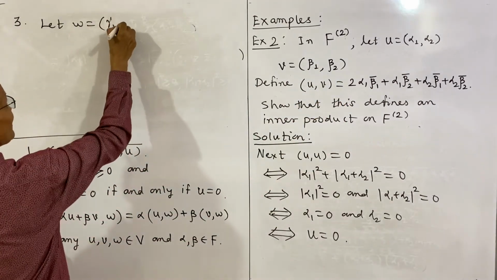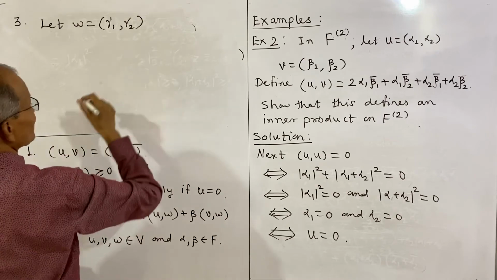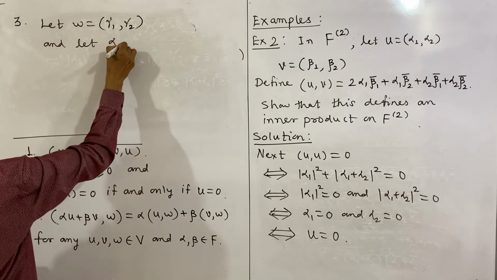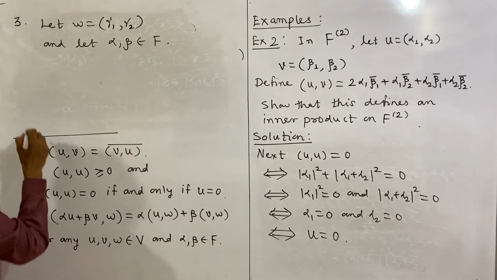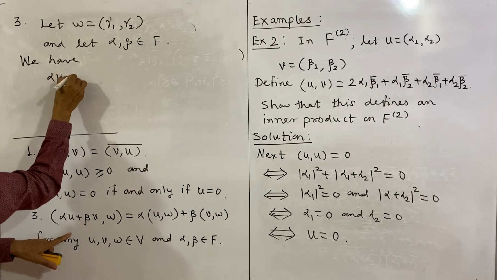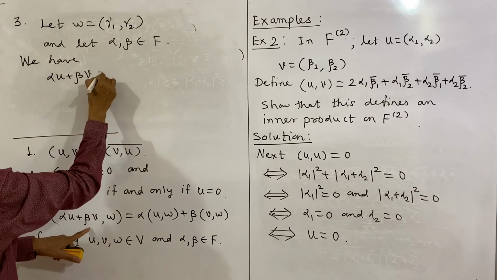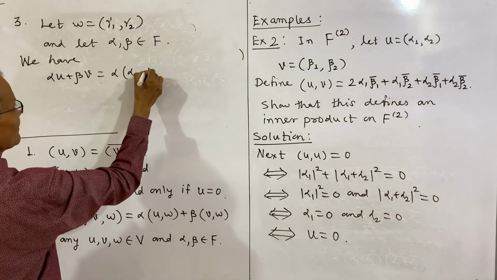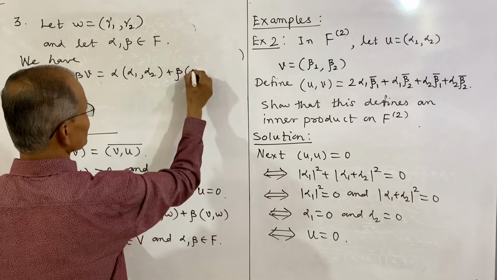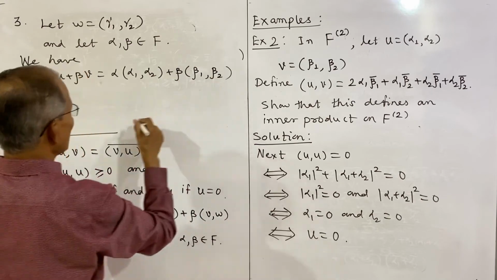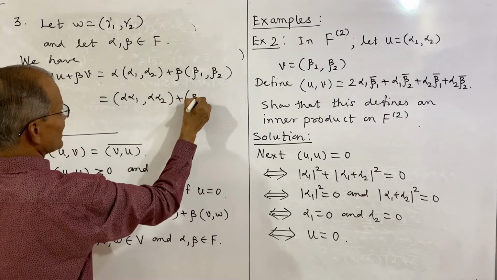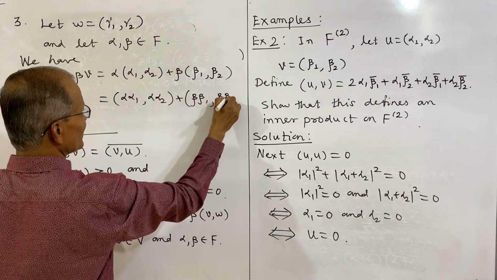So gamma 1, gamma 2, having two components as w, and therefore we have further, let alpha, beta belong to the field F. We have this combination first we shall obtain, alpha u plus beta v, which is equal to alpha times u, which is alpha 1, alpha 2, plus beta times v, which is beta 1, beta 2, and this is equal to alpha alpha 1, alpha alpha 2 plus beta beta 1, beta beta 2.